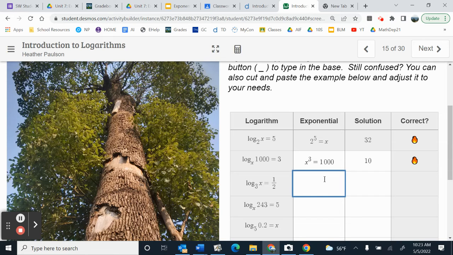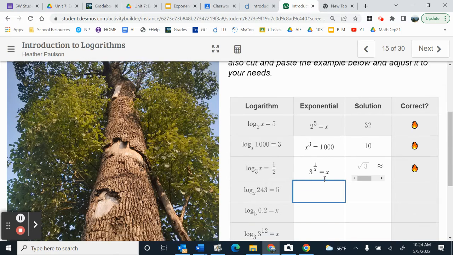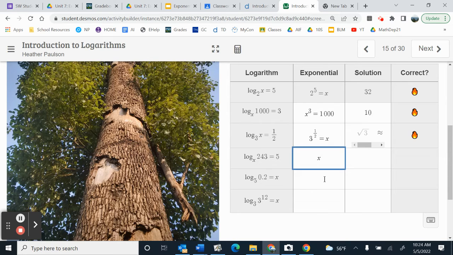And then keep going. 3 raised to the exponent 1 divided by 2 is equal to x. Well, anything to the 1/2 power is the square root of 3. I am going to finish this table. This will be x to the 5th power equals 243. And that is 3 to the 5th power gives us 243.